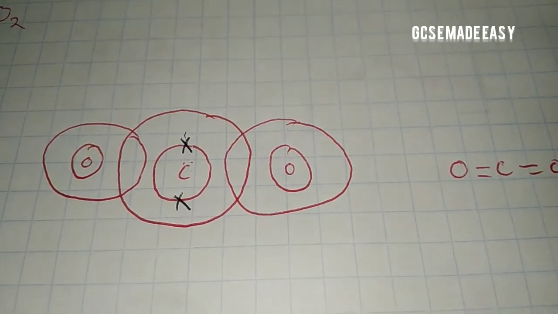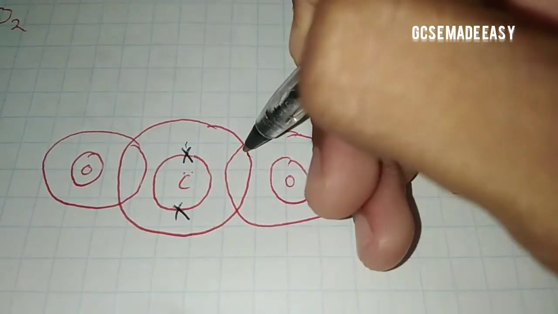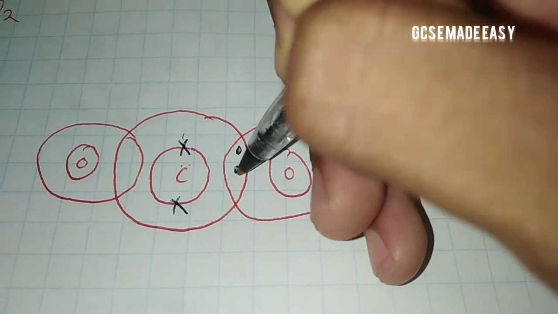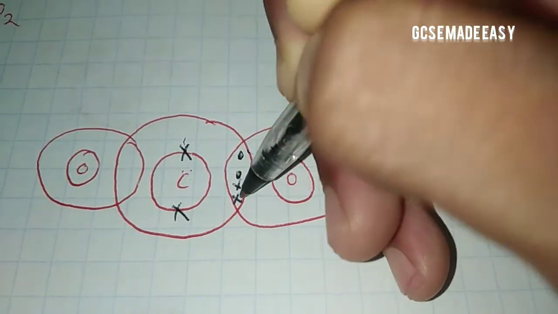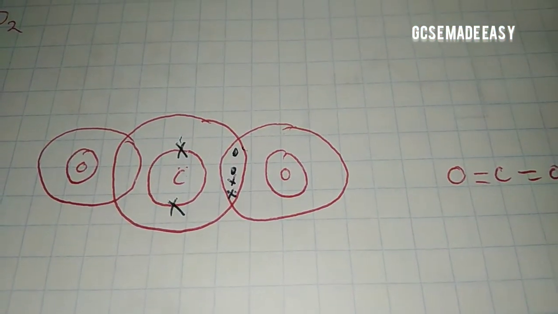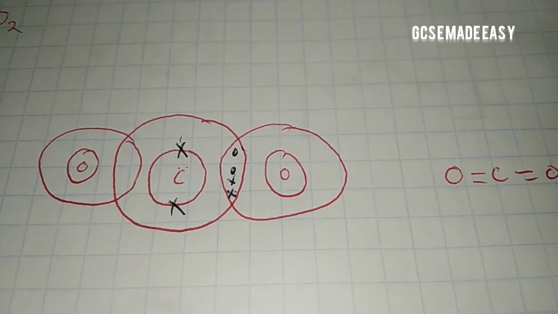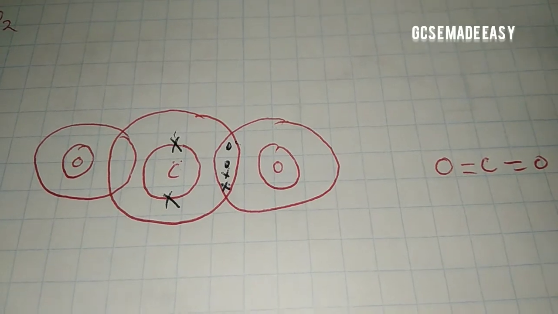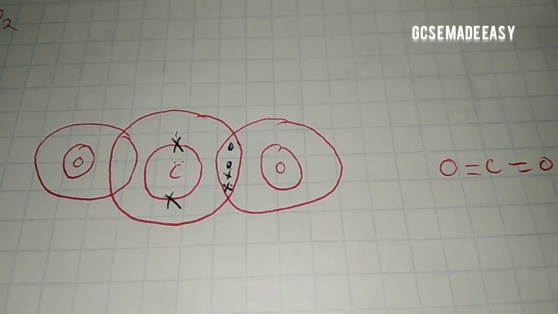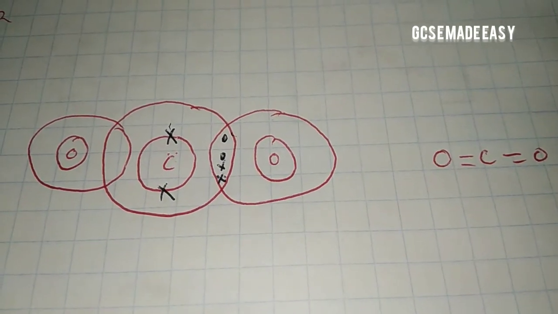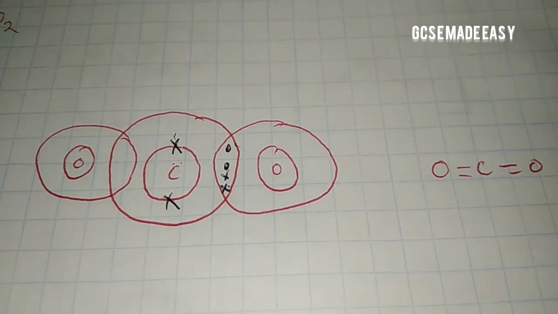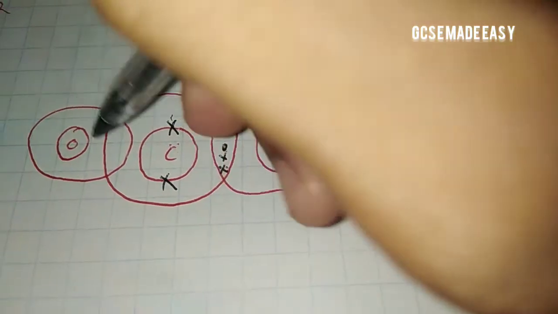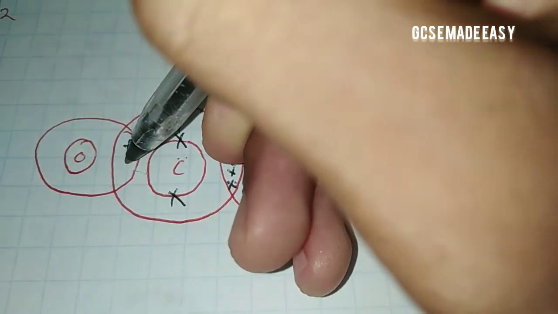So if oxygen is going to share 2 electrons, carbon will also have to share 2 electrons for equality of sharing of electrons, because there is no way one atom can donate more than another one. They have to donate an equal number of electrons. So if oxygen is in shortage of 2, that means it is going to share 2, and carbon is also going to donate 2. The same thing with this other oxygen.